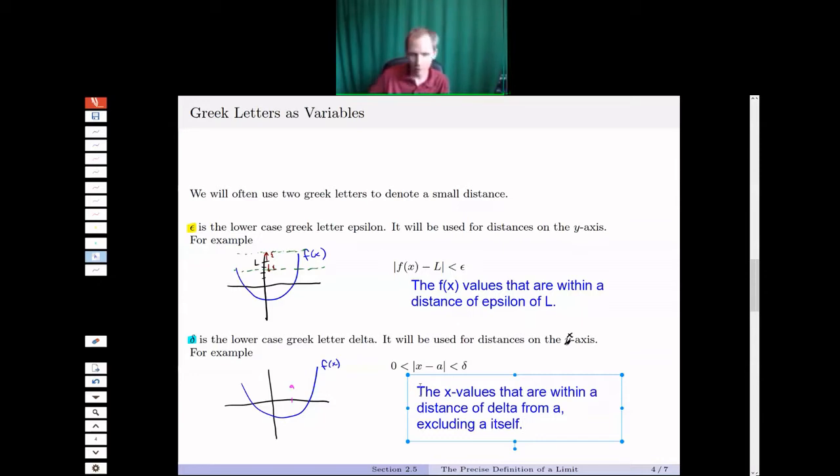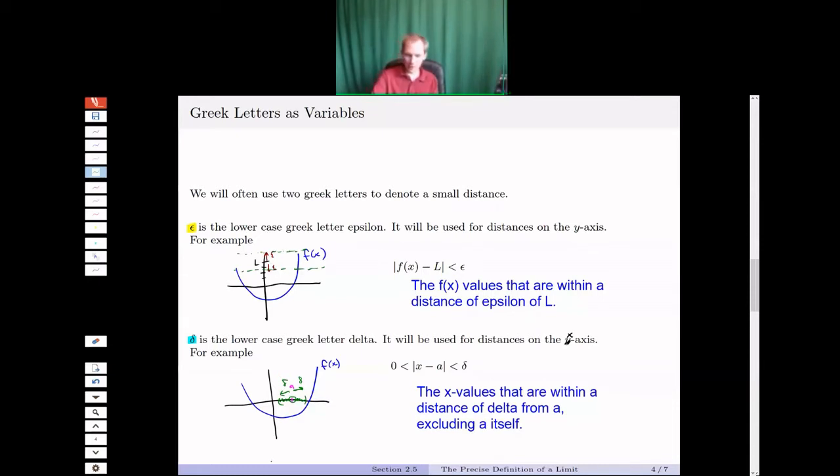So what I'm going to look at are, not including a, all the numbers that are within a distance of delta. Right? So I get an interval here with a hole in the middle. And when we look at our definition, we're going to have a hole in the middle when we're looking at x values, because we want to ignore what happens exactly at a when we talk about a limit. But that's not going to happen on the y-axis. We're not going to exclude anything there.